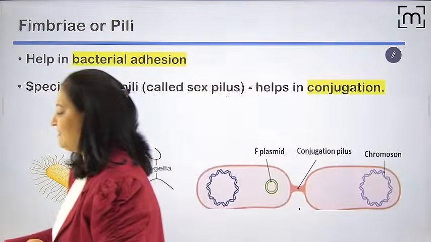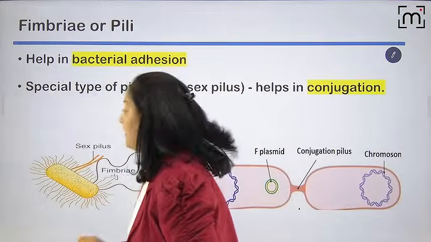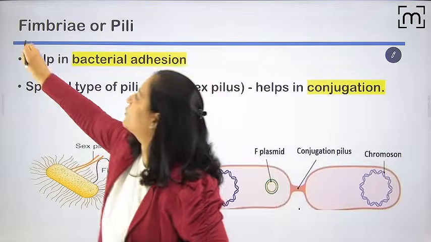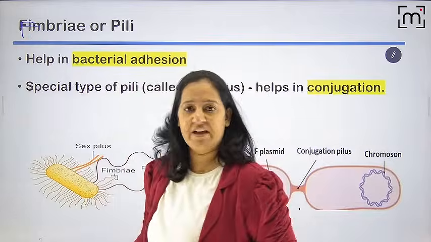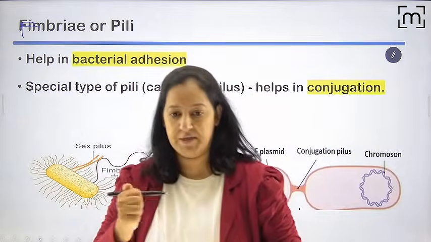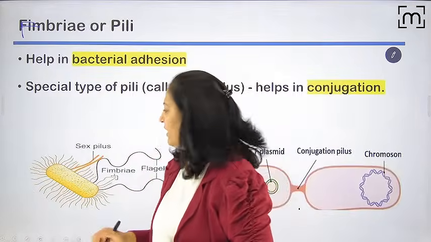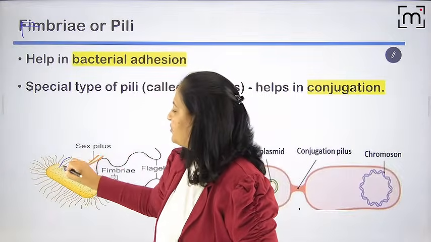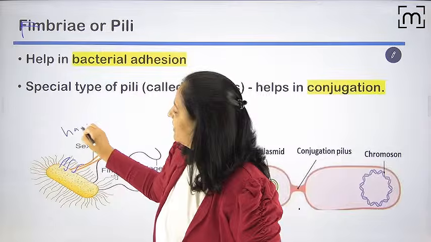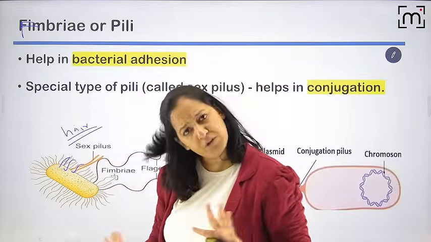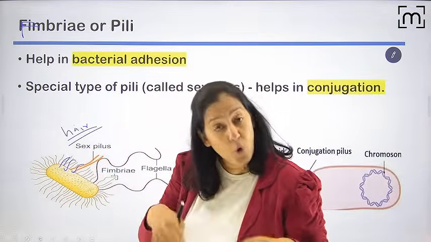Now the next thing is the fimbriae. What is fimbriae? I told you flagella. Flagella start with F. Fimbriae also start with F. Flagella is the organ of locomotion, the legs. Fimbriae is not an organ of locomotion. Fimbriae is also hair-like. Flagella is also hair-like. Both are like hair. But flagella is for locomotion.